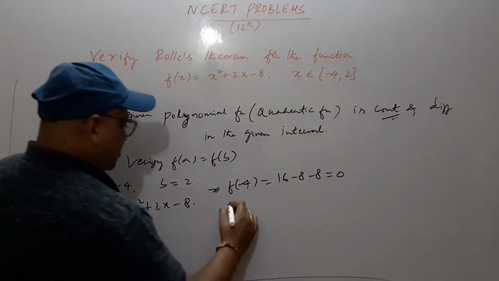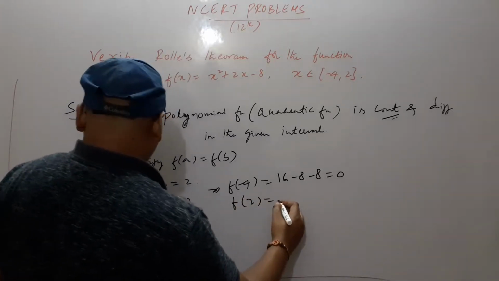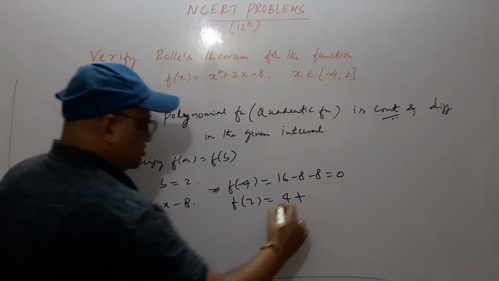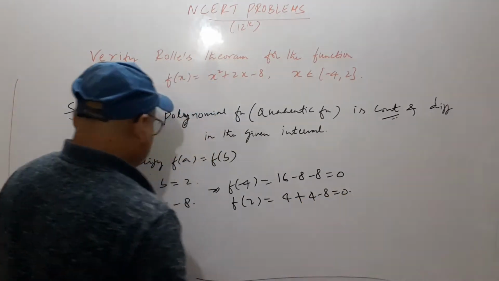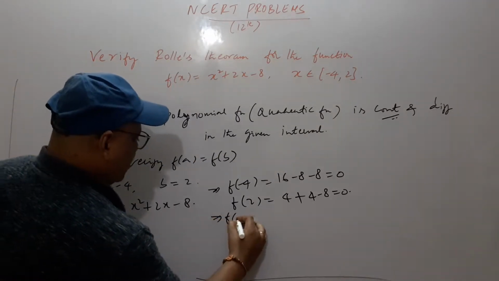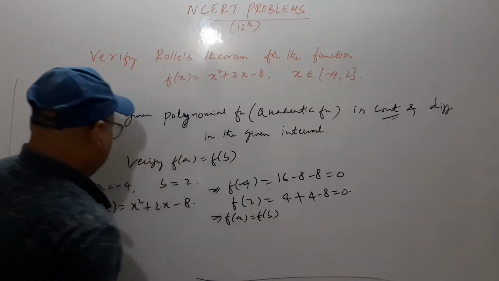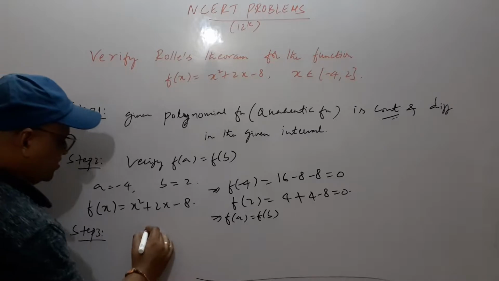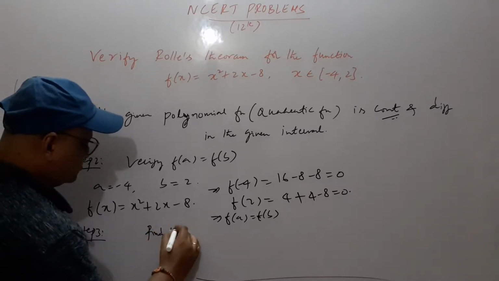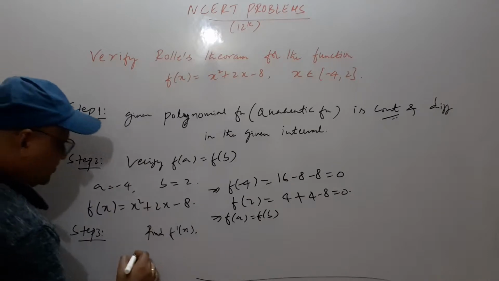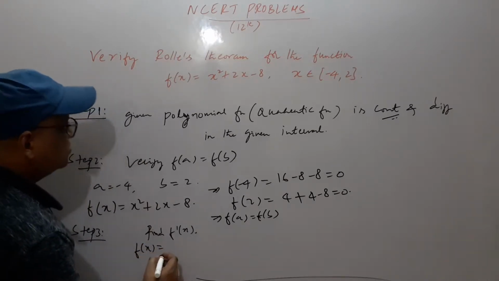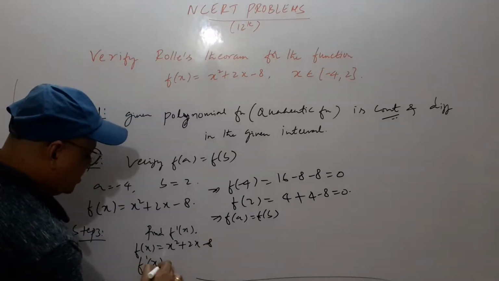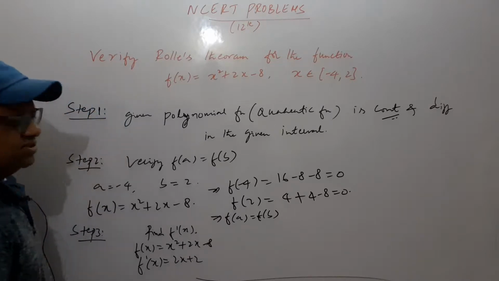Now we will check f of b. So f of 2 will be 2 square is 4, plus 2 2s are 4, minus 8 is equal to 0. So this implies f of a is equal to f of b. This is verified. Step 3 is find f dash x. Take the given function, f of x is equal to x square plus 2x minus 8. So f dash x can be written as 2x plus 2, students.